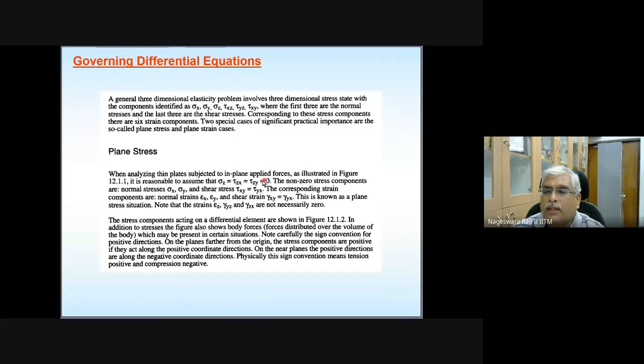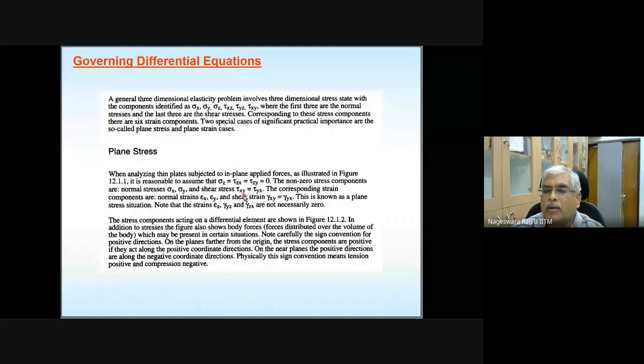Okay, so plane stress: these are the stress components which are 0, and the non-zero stress components are sigma x, sigma y, tau xy or tau yx. Please make a note of it. And what about the corresponding strain components?